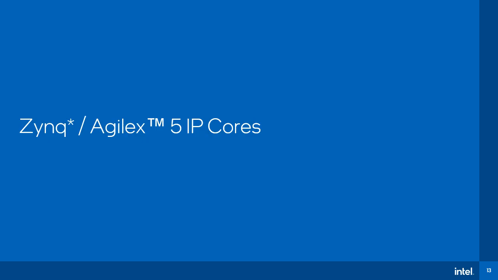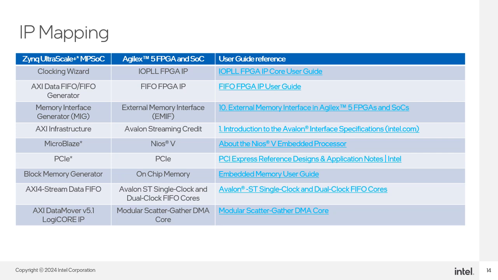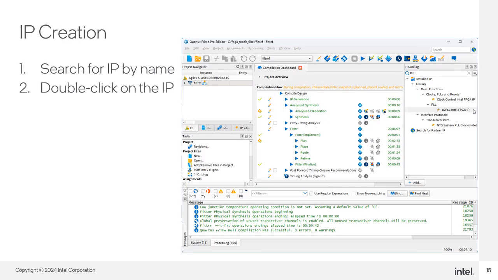Let's talk about converting your IP cores. Here is a list of some of the more popular IP and their counterparts. The user guides for the FPGA IP are listed alongside the IP. When replacing a Xilinx IP with an Intel FPGA IP, search for the potential IP using keywords, or if you know the name of the Altera FPGA IP, search by name directly.